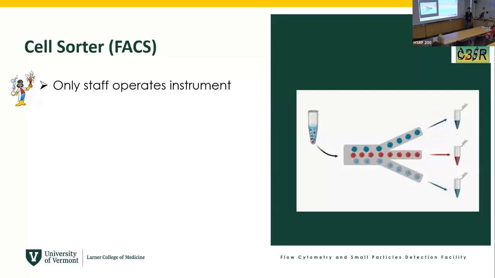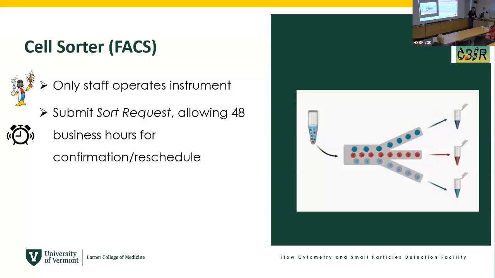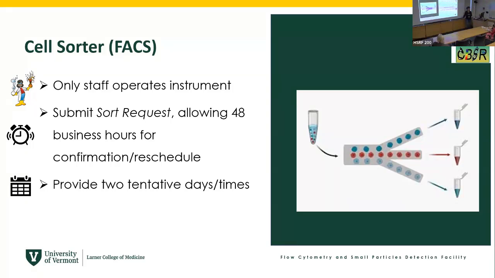If you want to do cell sorting at a FACS, fluorescence activated cell sorting, staff is the only personnel who uses the instrument. That means we do not provide training on this instrument. You will need to submit a sort request, allowing 48 business hours for confirmation or rescheduling. You will provide 2 tentative days and times that work best for you, and you will need to wait to receive a confirmation.